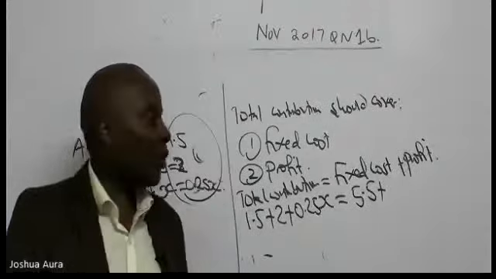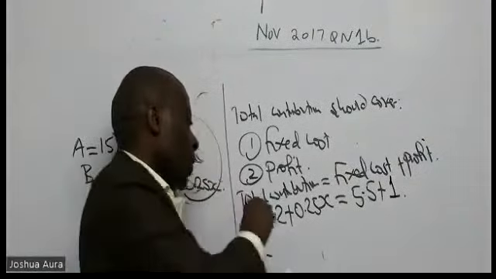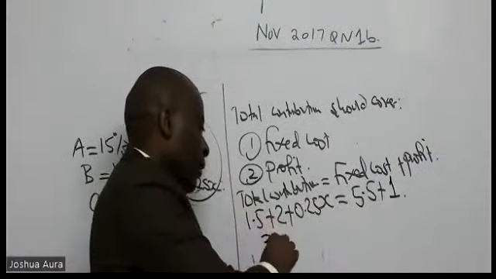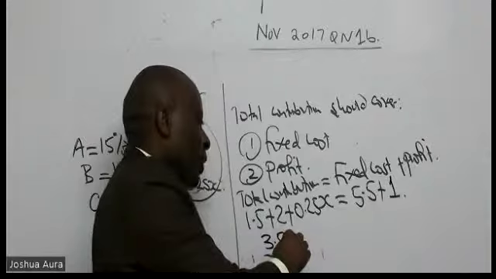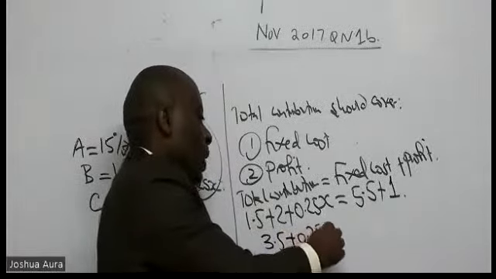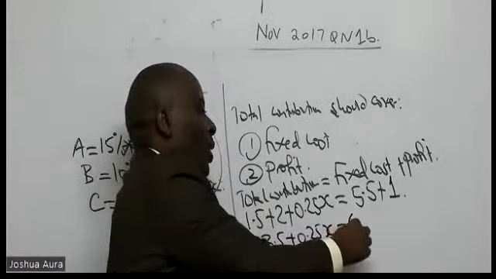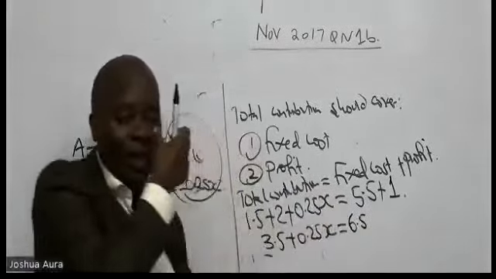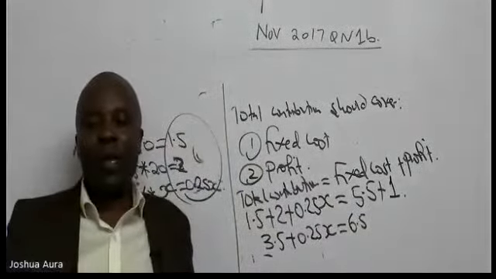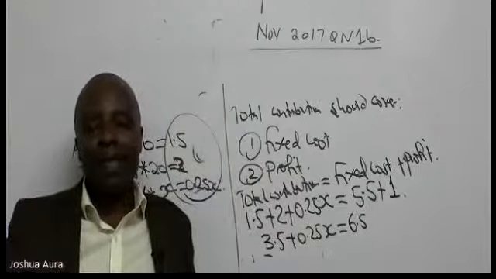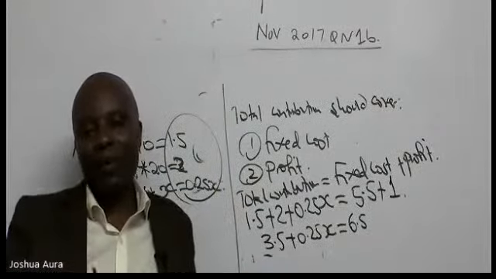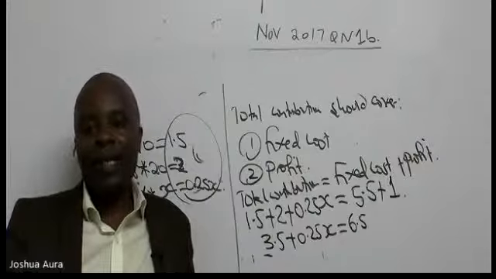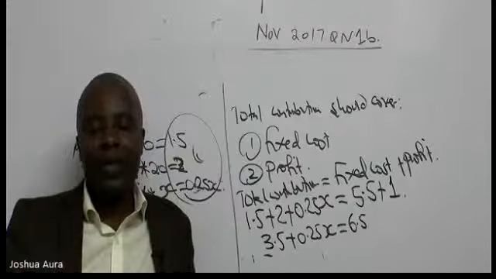So in this case here, we have plus a profit of 1. So then this will give me 3.5. So 3.5 plus 0.25x should be equal to what here, somebody? Should be equal to 6.5 million. So my work tonight is to make X the subject of the formula. That is my work tonight.